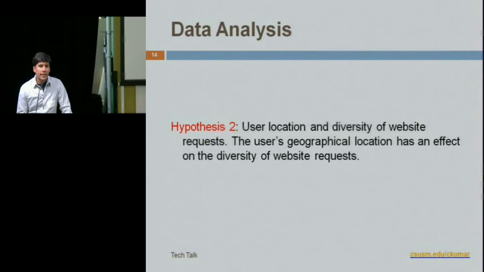Now, on getting this result, 2 questions come to mind, at least to us. One is, why does this happen? And two, can we figure out some subtle differences between these 4 locations in terms of diversity of website requests in order to group or characterize these locations based on that kind of subtle measure?